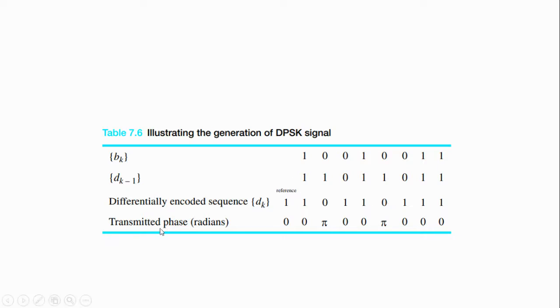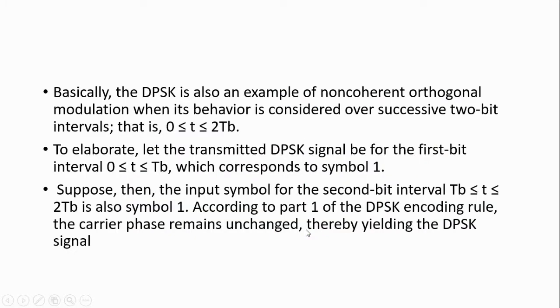And the transmitted pulse is the sinusoidal carrier wave. Here, the symbol 1 is represented by the in-phase carrier, and the symbol 0 is represented by the out of phase carrier, that means 180 degree phase shifted. The phase shift occurs if the symbol 0 is transmitted. The phase shift does not occur when the symbol 1 is transmitted. Basically, the DPSK signal is an example of non-coherent orthogonal modulation.